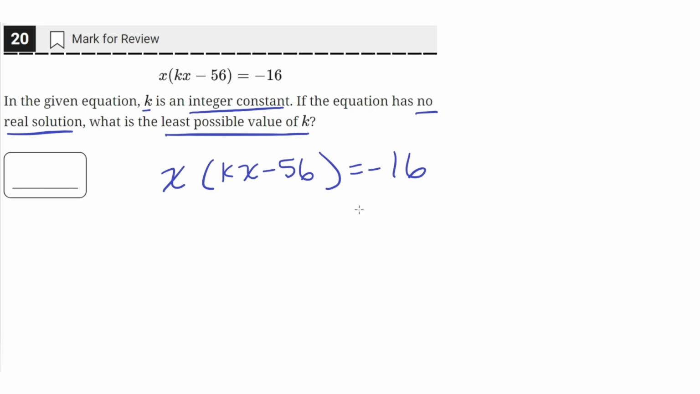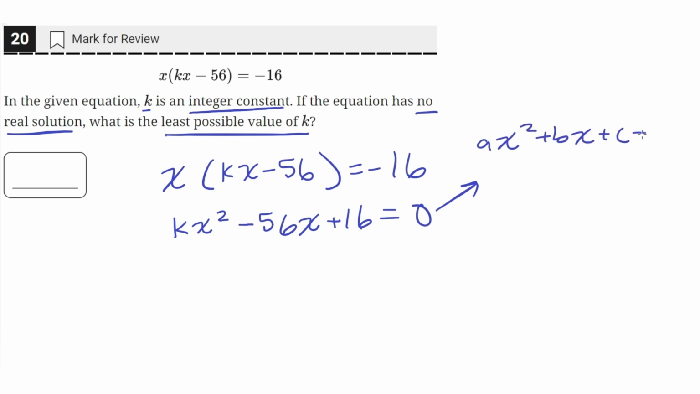Okay, so let's first distribute out this x. So we'll get kx squared minus 56x. And let's move this negative 16 to the other side. So we'll add 16 to both sides, and then negative 16 plus 16 is just 0. Okay, so now we can see we have a quadratic of the form ax squared plus bx plus c equals 0. And that's good. So we can just use the fact that this is a quadratic to find the discriminant. So the discriminant is equal to b squared minus 4ac.